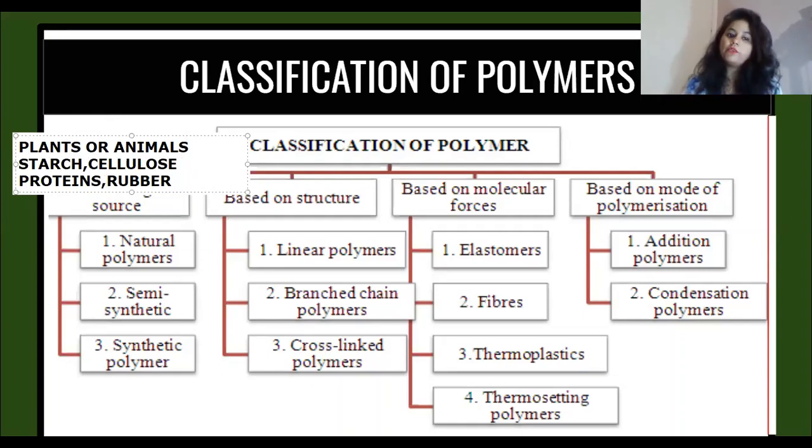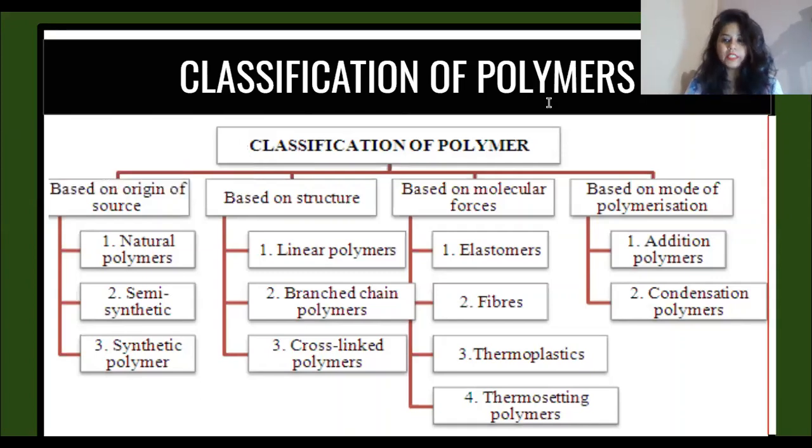So if I talk about the origin or source of the polymers, that was the first category. And in that first category, what are natural polymers? Natural polymers are any such polymers that can be obtained directly from plants or animals, and they can be further subdivided into four different types: starch, cellulose, proteins, and rubbers. Now, what do we mean by semi-synthetic polymers?